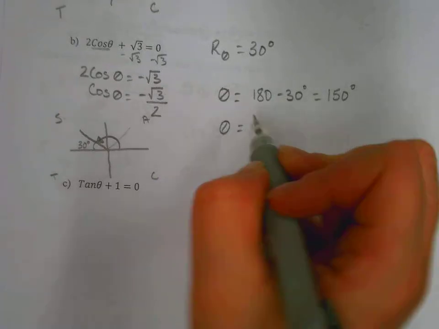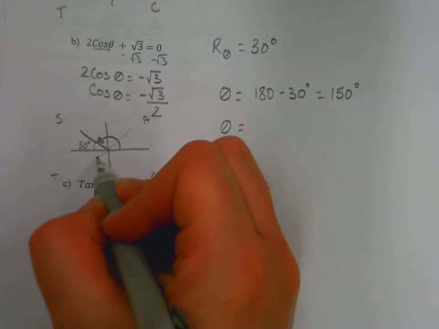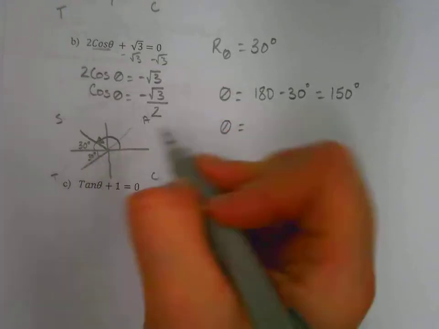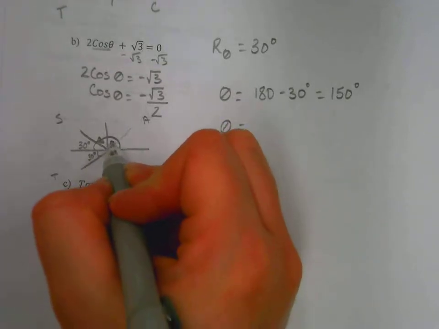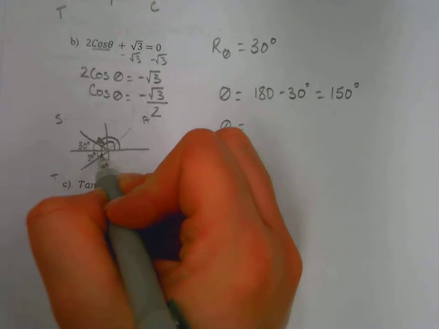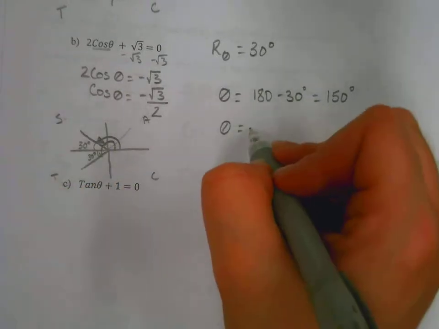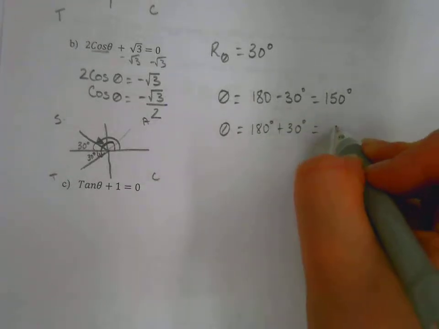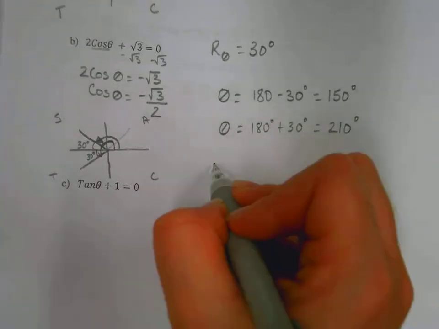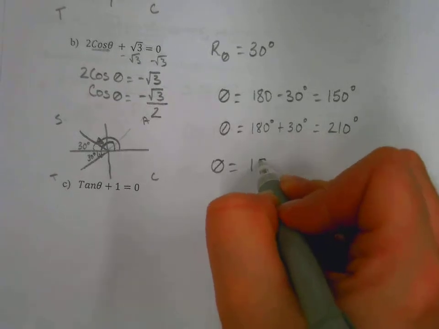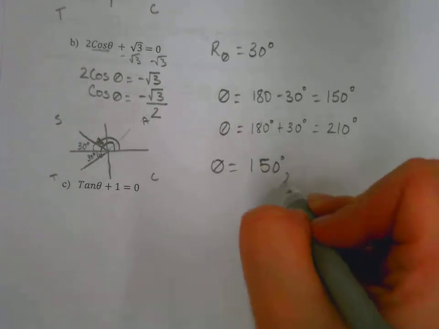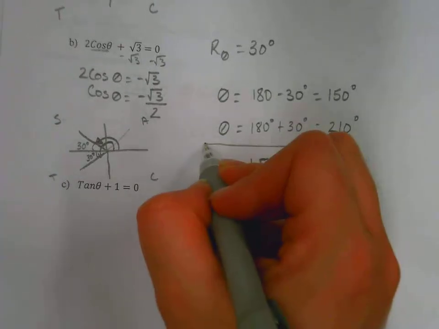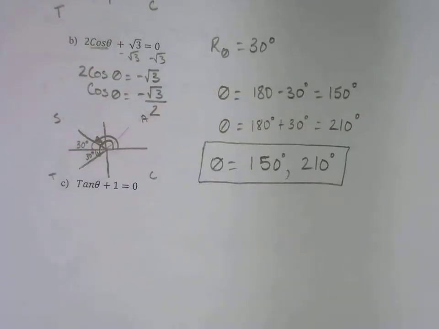My other possibility is this could be drawn in quadrant 3 with a reference angle of 30. My rotation in this case would be from here to here, which would be 180 plus 30 degrees, which is 210. So my two solutions for theta, the angle in standard position, are 150 degrees and 210 degrees.